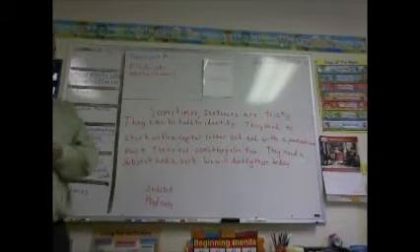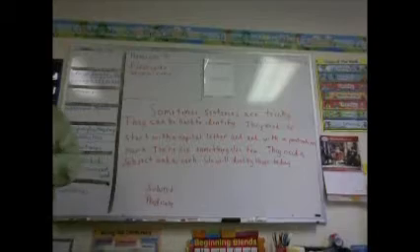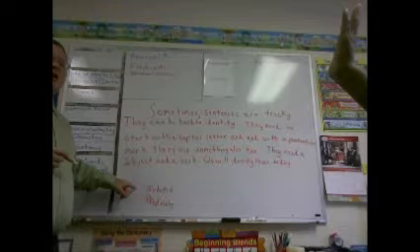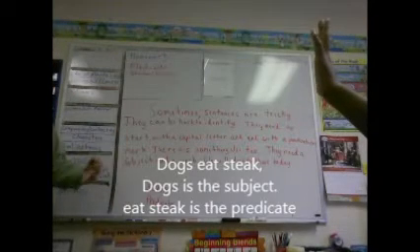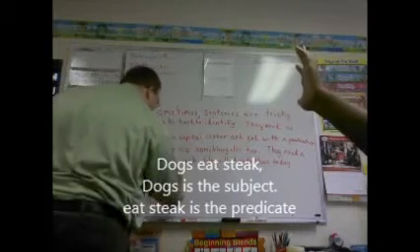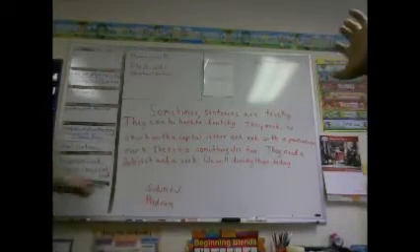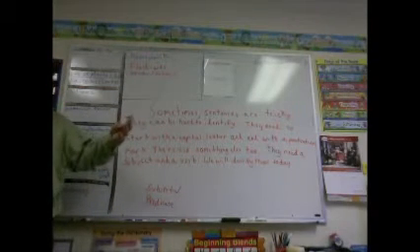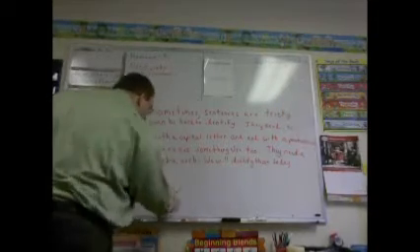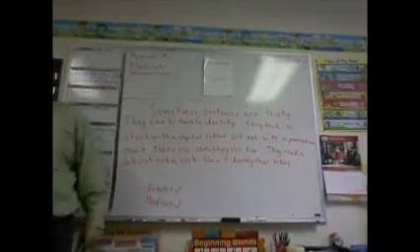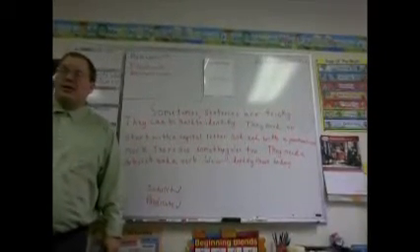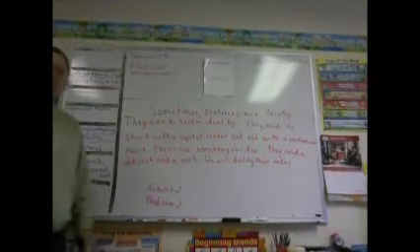Dogs eat steak. Does it have a subject? In the sentence, dogs eat steak, are we talking about something or someone? What are we talking about? The dog. So it does have a subject. I put a check mark there. Does it have a predicate? Do the dogs do something? What do they do? They eat steak. So it has a predicate. We're assuming that since I'm saying it out loud that it has a punctuation mark. So is it a sentence? Yes. Let's try another one.